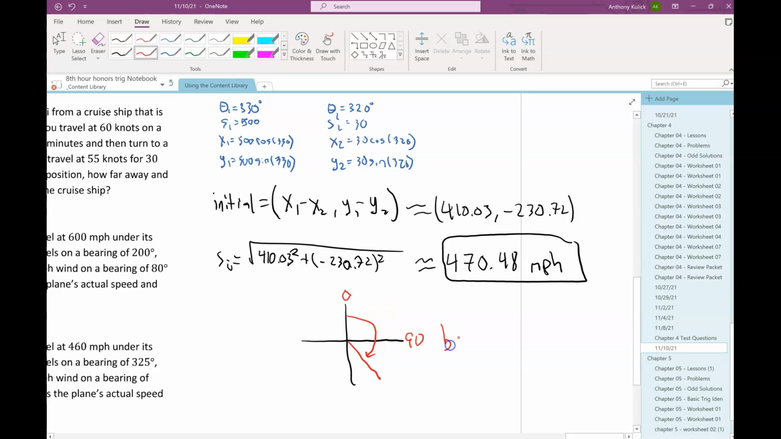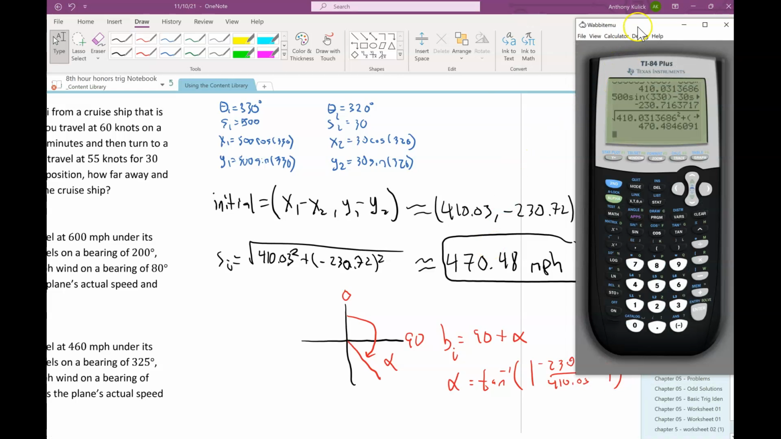So my bearing is going to be 90 plus alpha, where alpha is that spot that I drew there. Tan inverse absolute value of 230.72 over 410.03. And then it's calculator time.